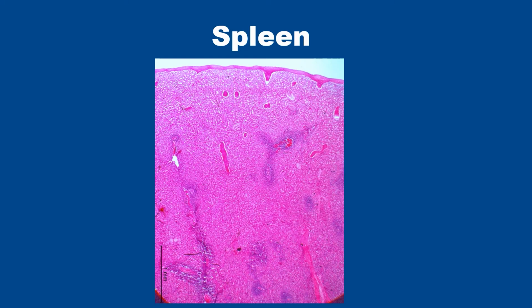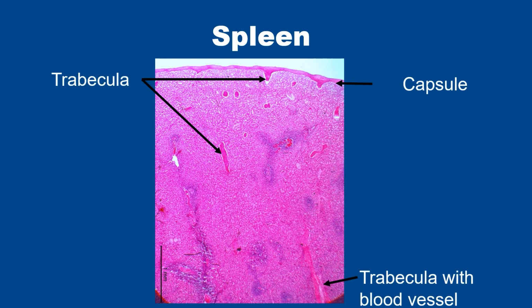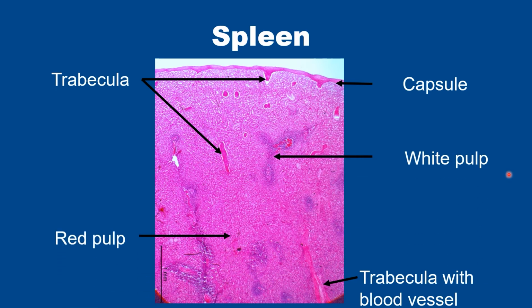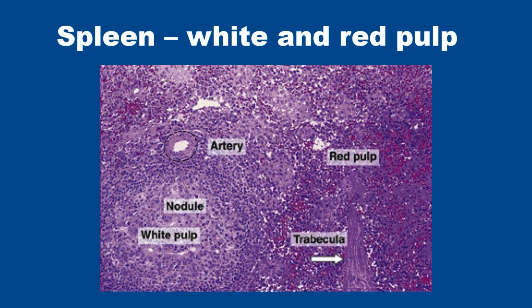This is the low magnification of the spleen, showing the capsule and the trabeculae, and the trabeculae contain the blood vessels. One can see the white pulp and the red pulp. White pulp contains the lymphatic nodule and one artery. This is the lymphatic nodule of the spleen, and this is the white pulp area. In the periphery of the nodule, there is an artery.